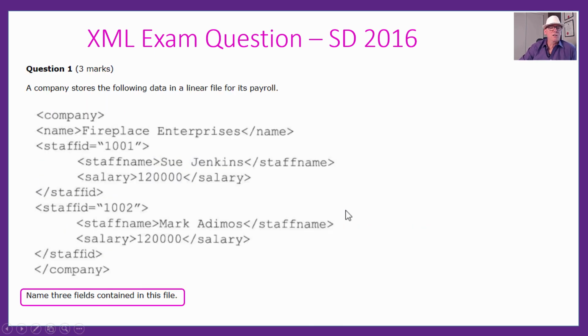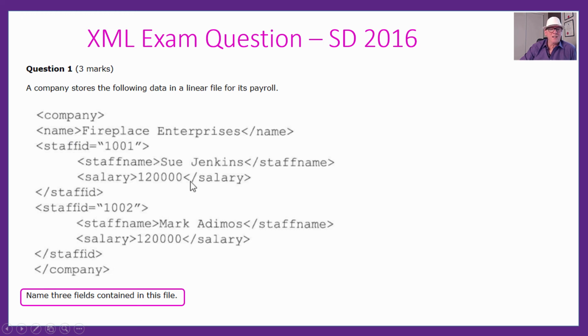And just one more question. This is some XML file that's given to you, and they wanted you to name 3 fields contained in this file. Okay, so the file is called company and it ends in /company, so that's the main file. And the fields, you might think, oh yeah, Fireplace Enterprises looks like a field. We've got a value in here, maybe that's a field, but isn't this kind of the start and end of the record, staff ID /staff ID, that's a start and end of a staff record?